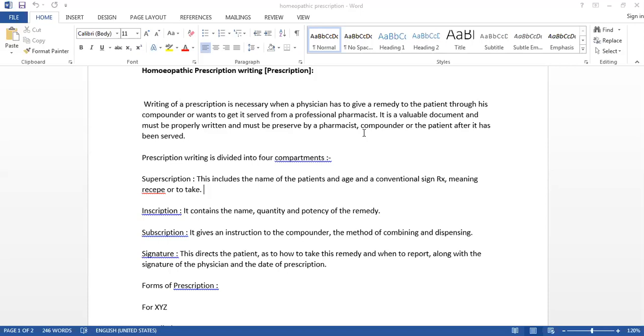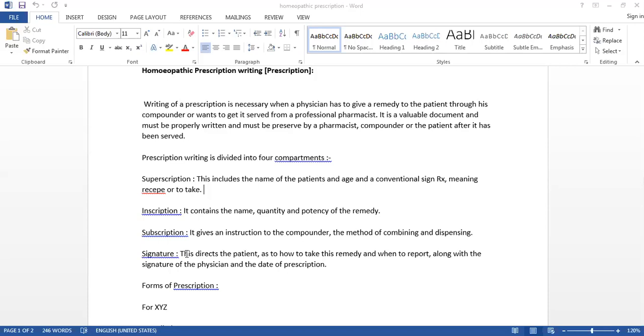Prescription must be written in a definite manner. That is, it should have superscription, inscription, subscription, and signature. Inscription should never be written before superscription. So we have to follow this pattern. On the other hand, superscription should not be written after subscription. Maintenance of proper arrangement as superscription, inscription, subscription, and the signature is essential if you want to make an ideal prescription. And this is the rule.